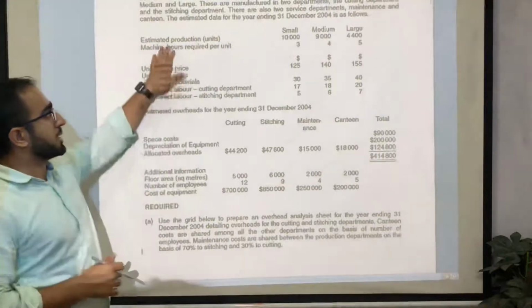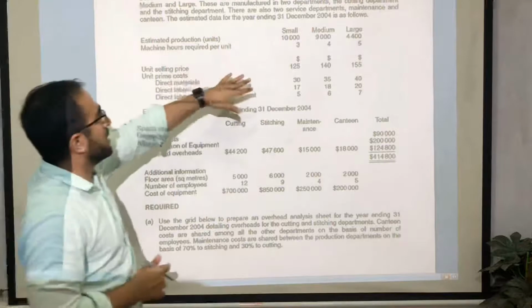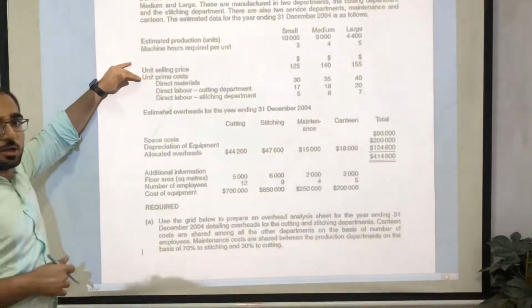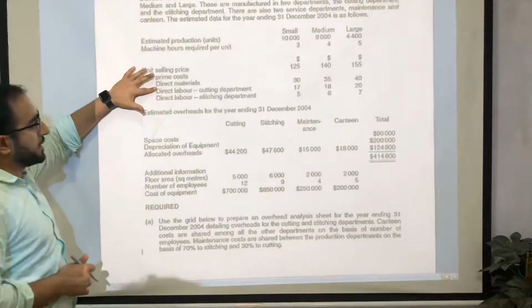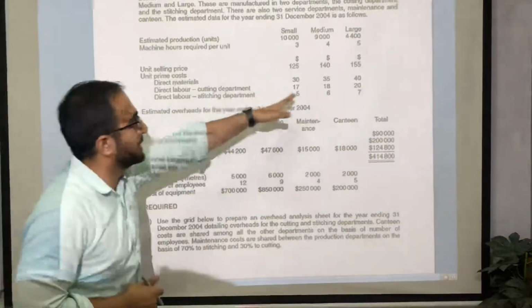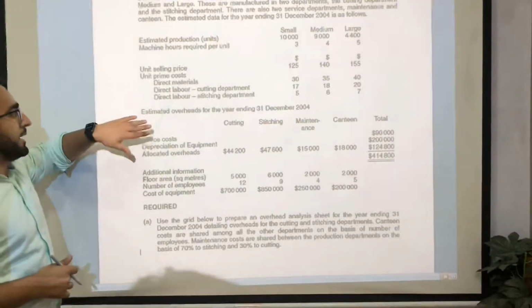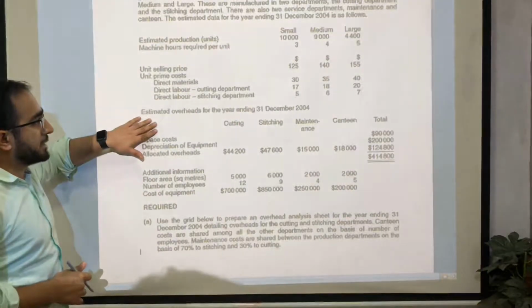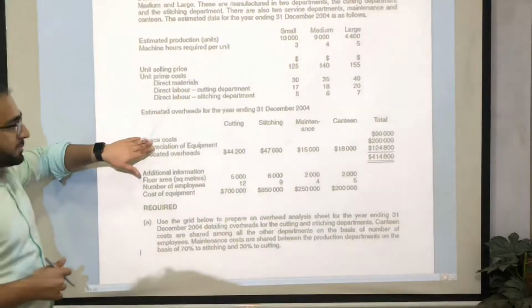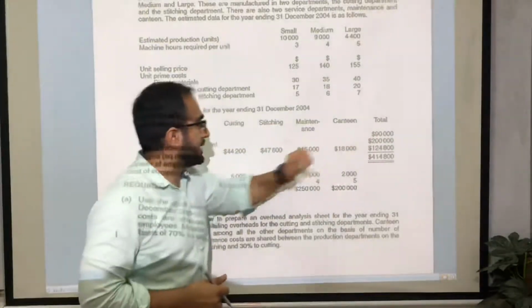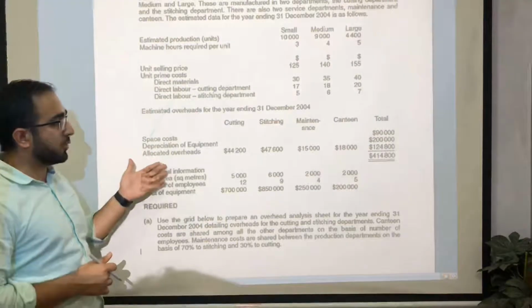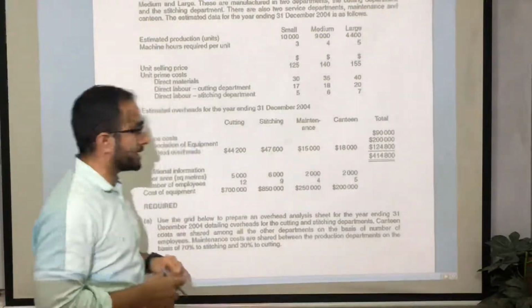You've been given the production units for small, medium and large, machine hours required per unit, unit selling price, prime cost, where you have material, labor for the cutting department, labor for the stitching department for all the 3 units that you're making. Then you have the estimated overheads for the year ending 31 December 2004. For space costs, you've been given a total of 90,000. For depreciation, you've been given a total of 200,000. Allocated overheads are given for each department, that has already been done.